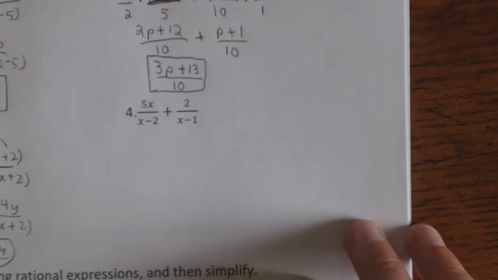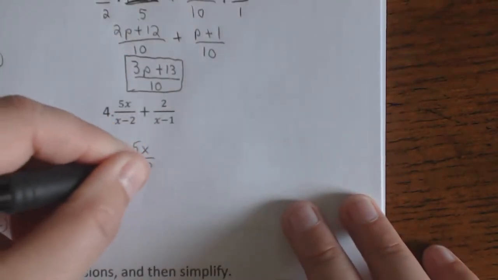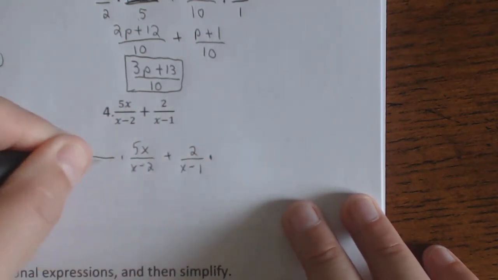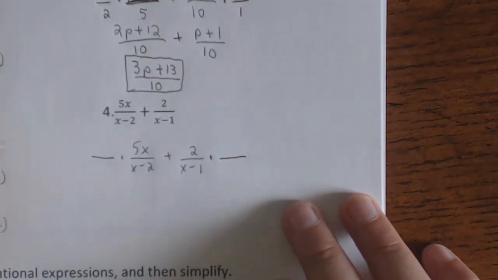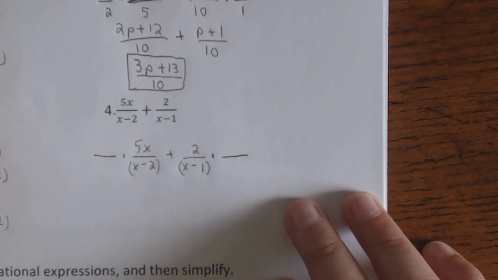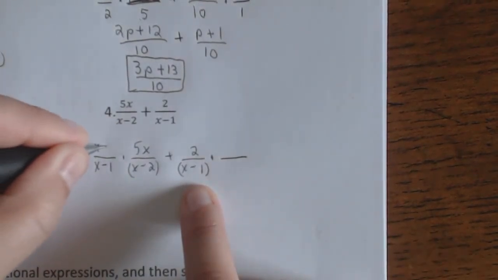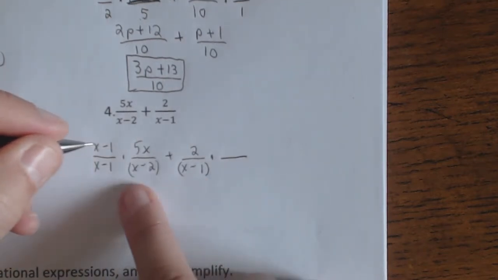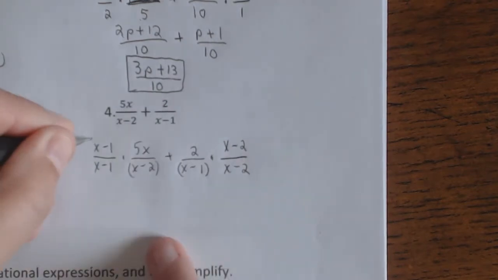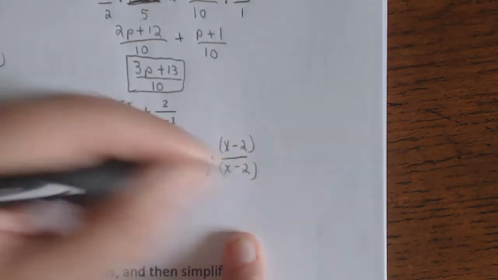Okay, and then the last one here, 5x over x minus 2 plus 2 over x minus 1, we need to multiply by a convenient form of 1. These are not the same factor at all. They're not related at all. So this factor x minus 1 is needed over here. And what does this one need that one has? Well, it needs an x minus 2 over x minus 2. And I'm going to put parentheses around it because I want to remember that I've got to distribute.